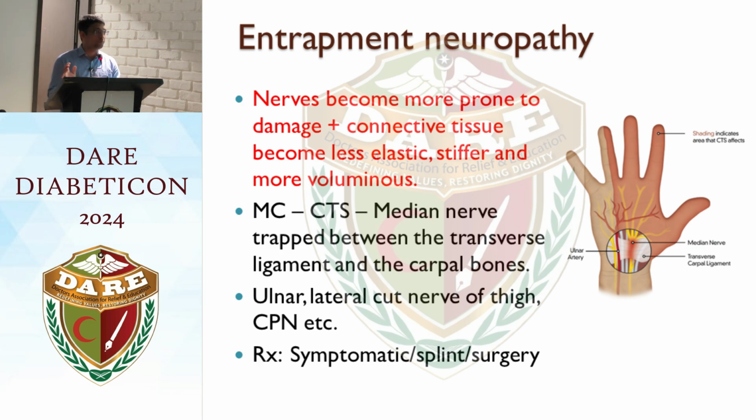The commonest nerves here are the median nerve at the carpal tunnel, likewise the ulnar nerve at the cubital tunnel, the lateral cutaneous nerve of thigh at the inguinal ligament, and the common peroneal nerve at the fibular head. The treatment for this condition will be symptomatic using a splint, and decompressive surgery as required.